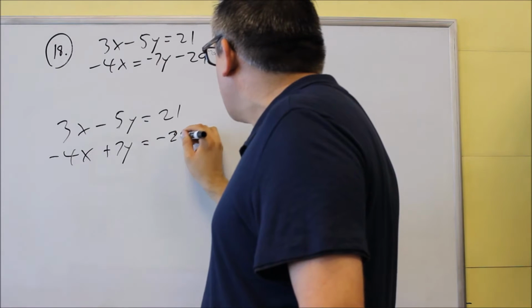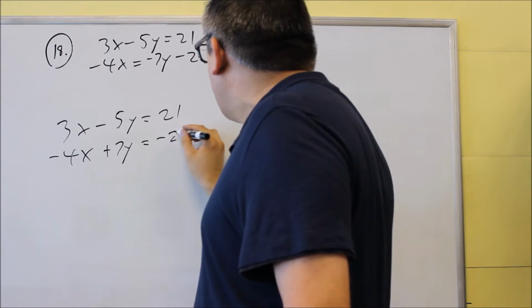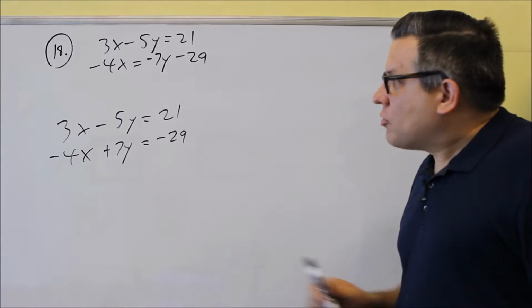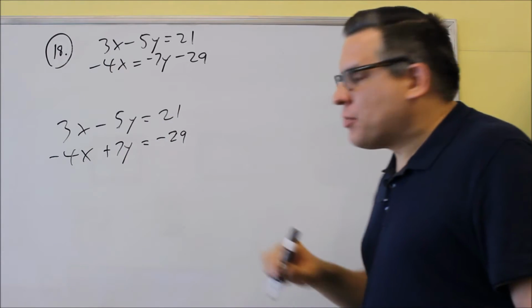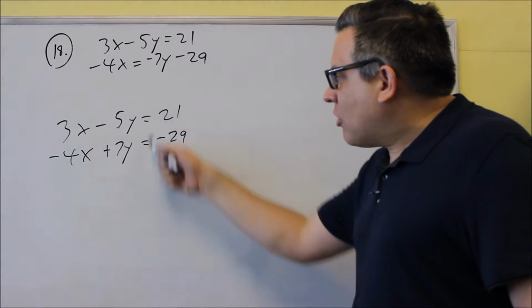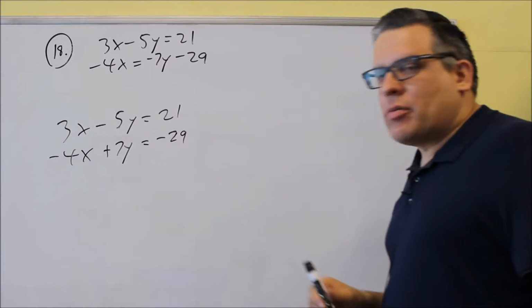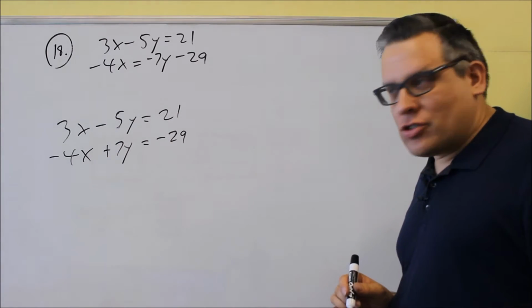I just did that first step to make sure everything is lined up. All I did, again, was add 7y to both sides, and that's why it's plus over here. The equal signs are lined up, the variables are lined up. Now I'm ready to do elimination.